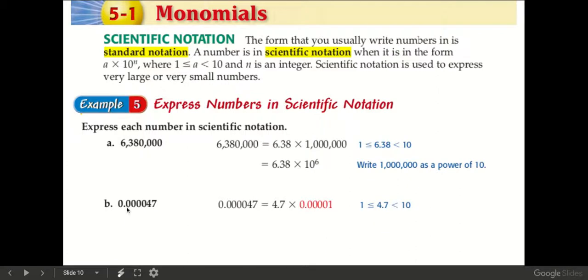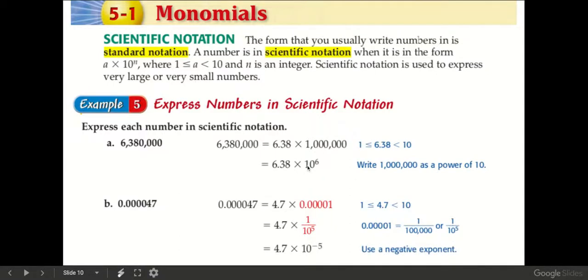With this one, same thing, but instead I want to move the decimal place to the right. So I'm going to move it 1, 2, 3, 4, 5 places. So it'd be 4.7 times 10, and then it's 1 over 10 to the 5th power. But again, I want to write it as times 10, so I'm going to go ahead and write it as 10 to the negative 5th power.